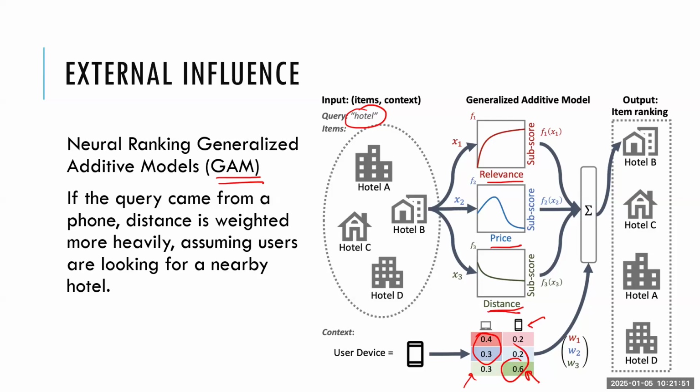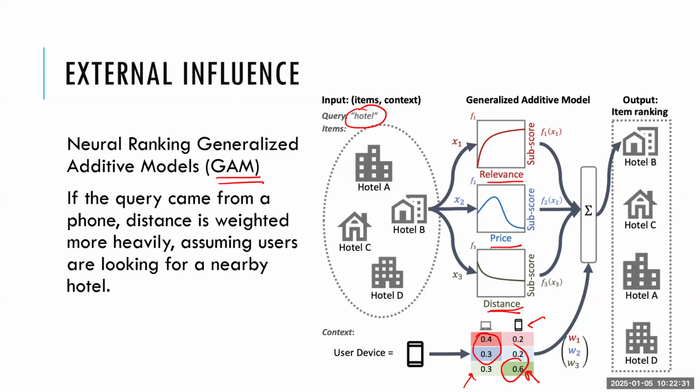So the ranking will change depending on which device you use to search. So the same query can produce different results. So this is what they used for Agoda. In Agoda, they use this external influence, right? If you use an iPad, a different phone, or a laptop computer, the ranking is going to be different.